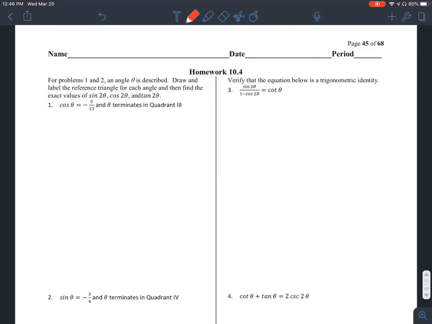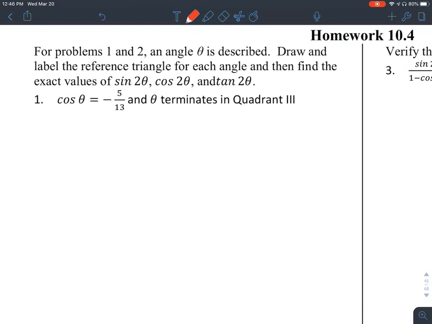Pre-AP Precalculus. This is homework section 10.4. We are focusing on some identities and difference identities for sine, cosine, and tangent. Problems 1 and 2, an angle theta is described. Draw and label the reference triangle for each angle, and then find the exact values of sine of 2 theta, cosine of 2 theta, and tangent of 2 theta.